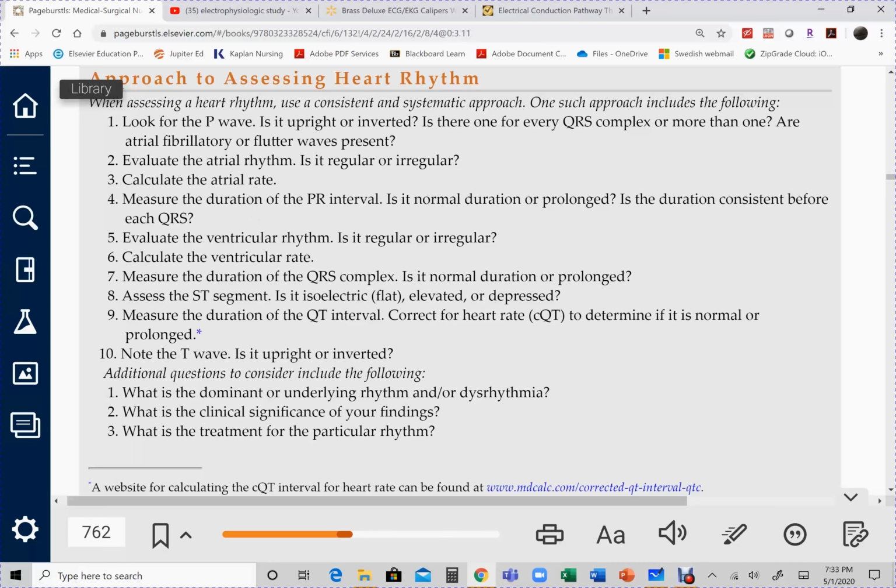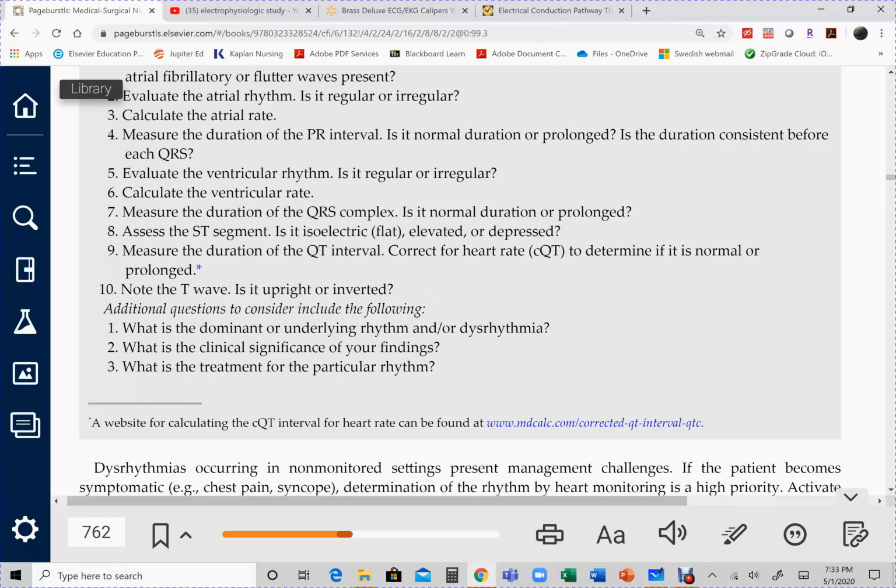And then we measure the PR interval. Again, the PR interval is very important. Prolonged PR interval indicates either first degree heart block or second degree heart block type 1. I'll discuss all those shortly. And then you look at the ventricular rhythm, meaning are the QRSs occurring at a regular interval. Okay.